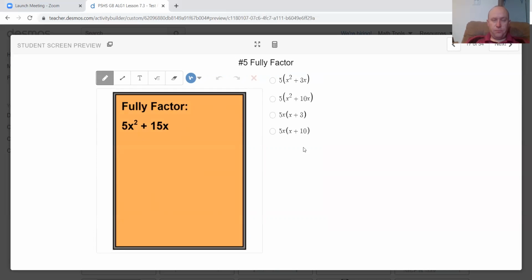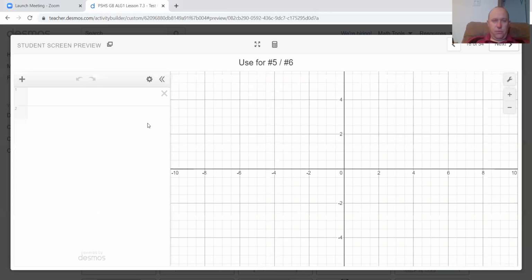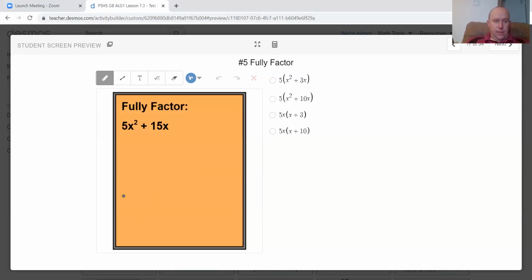Going back to fully factoring, so first thing we're looking for is that GCF. Remember, we're trying to find two factors that multiply together to make this. So looking at the numbers first, GCF of 5 and 15. If we're not sure, we can just type it into Desmos. So GCF of 5 and 15, and you can see that it's 5. And I'm looking at x squared and x, and I'm looking for the smaller of the two. So that would clearly be x for this question.